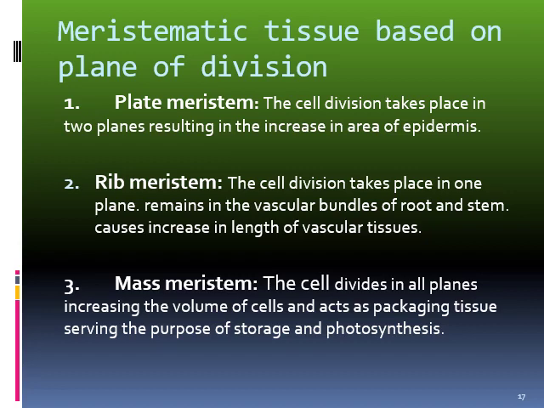The last type we have is plate meristem. In this meristem they divide anticlinally in two planes so that new cells are formed but the number of layers does not increase. Thus a plate-like structure is formed. This growth pattern is responsible for the production of uniseriate epidermis and multiseriate flat blade of leaf. So this plate meristem increases the area of epidermis.